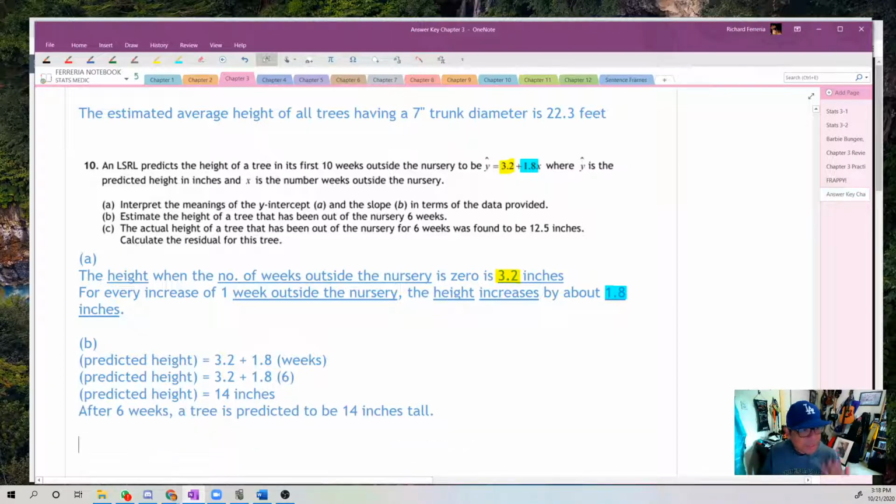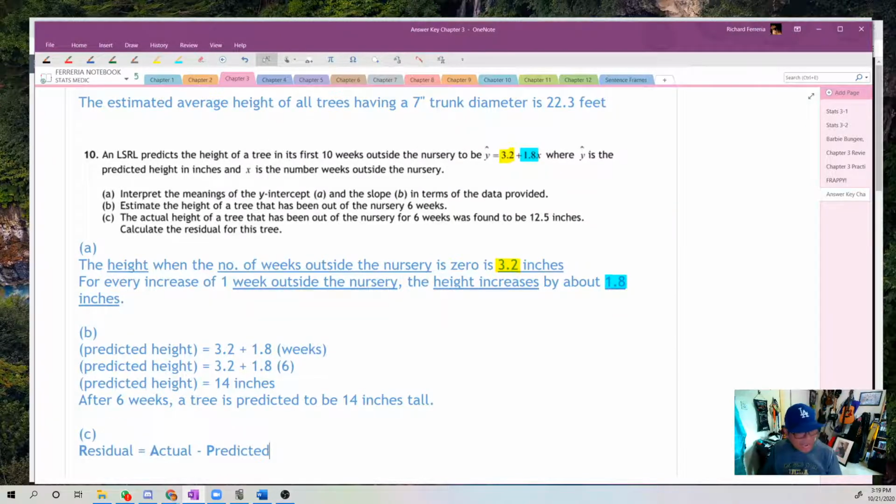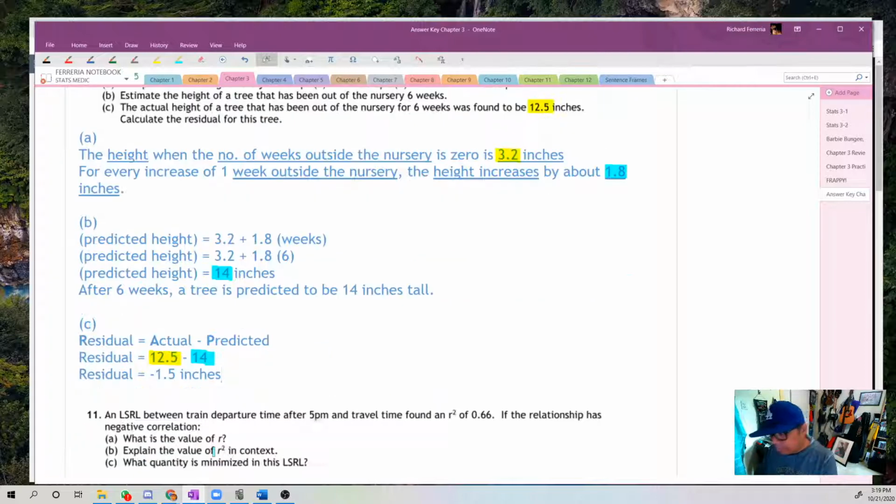Finally, for C, we have the actual height of a tree that's been out of the nursery for 6 weeks was found to be 12.5. Calculate the residual. Remember that for residual, the equation is RAP. Residual is actual minus predicted. Substitute numbers. Do some mathematics, and then you get the residual is about negative 1.5 inches.